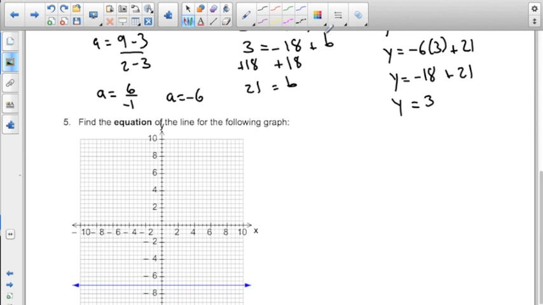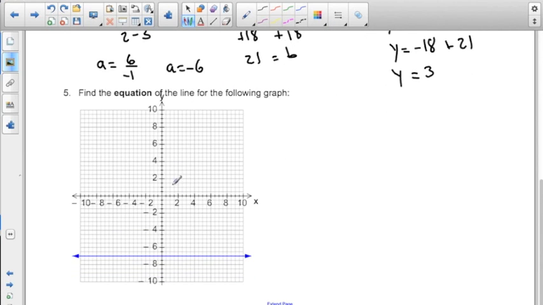So if we need to find the equation of the line for the following graph, well, if we look, this is going by 2, 2.5, 3, 3.5, 4, so each time it's going by 0.5. Okay?